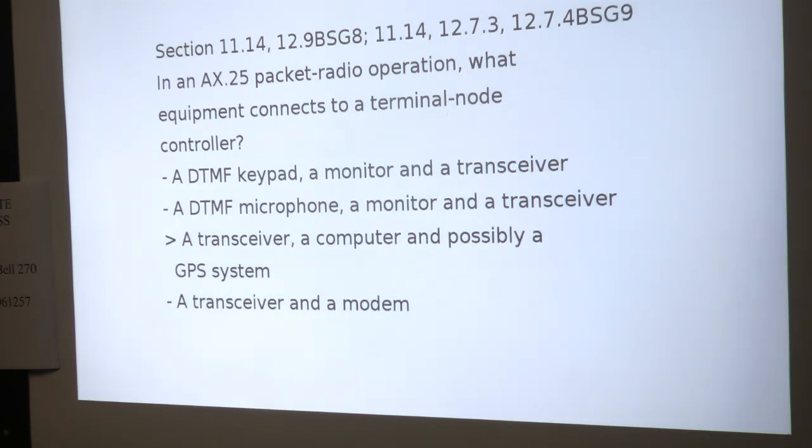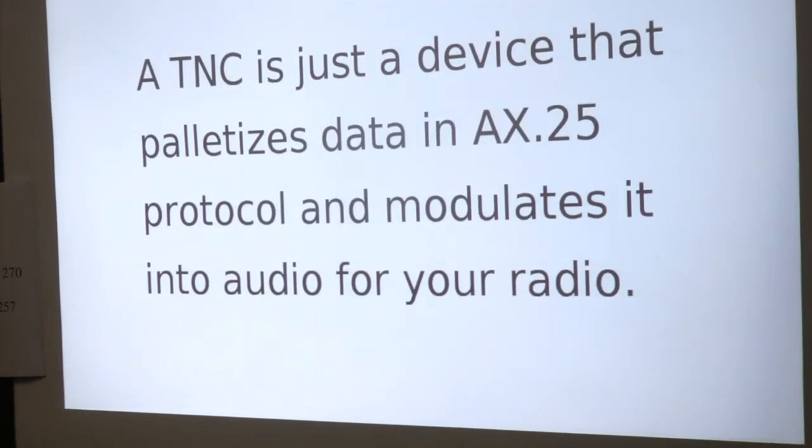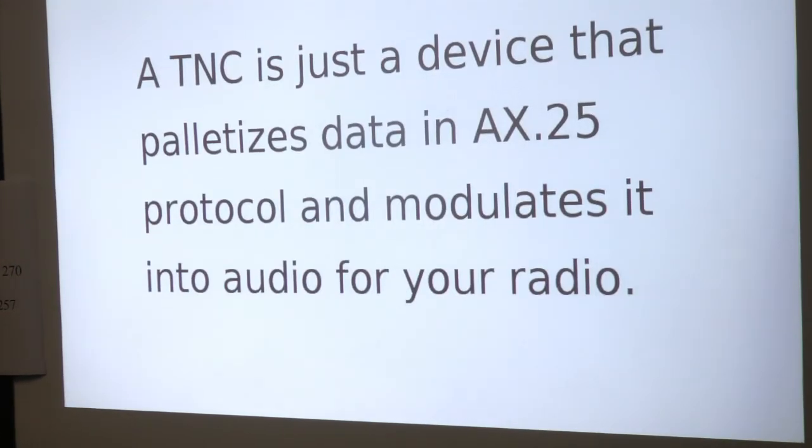Yeah, so it's a transceiver, a computer, and possibly a GPS system. When they're talking AX.25 packet radio, they're typically talking APRS. It doesn't have to be, but they typically are. So the GPS system, yeah. A TNC is just a device that should wrap the data in AX.25 and then send it out for modulation to your radio as sound. So you just send it into it.